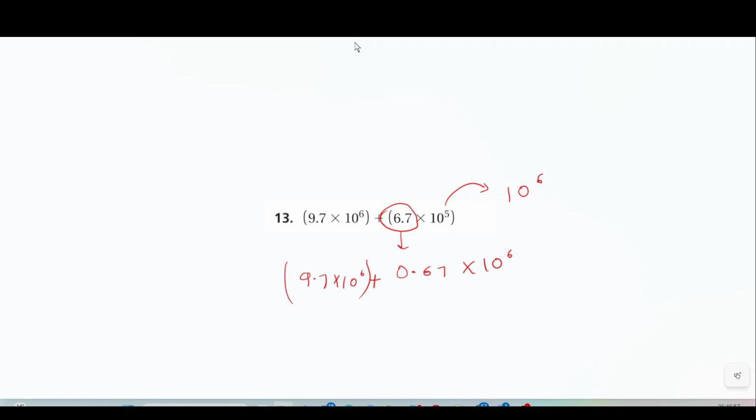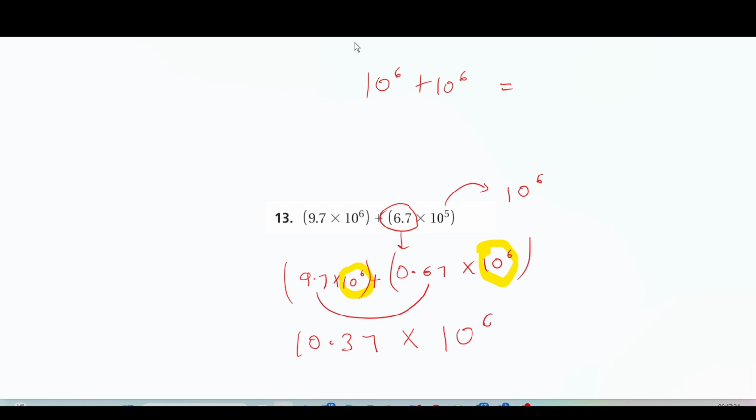Now we are adding this and this. So add these two because the power is same. After making these two same, only then add the numbers. So 9.7 plus 0.67 is 10.37, right? And when the same power is there in addition, we can just take it common. So this will become 10 to the power 6. Just write it once.